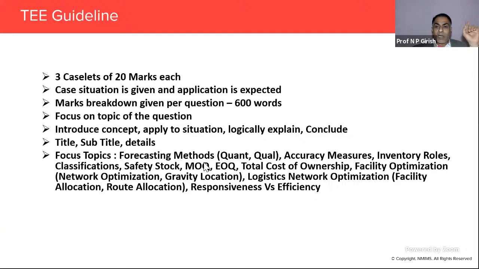Now, very clearly, very quickly, these are the topics that you can focus on. Everything we have covered: forecasting methods, quantitative, qualitative, accuracy measures. We looked at MAPE, MSE, MAD, and roles of inventory, classification, safety stock, MOQ, EOQ, total cost of ownership, which we covered today briefly, facility optimization, which is not network optimization, gravity location, logistics network optimization, facility allocation, route allocation, which we covered today, responsiveness, and efficiency.